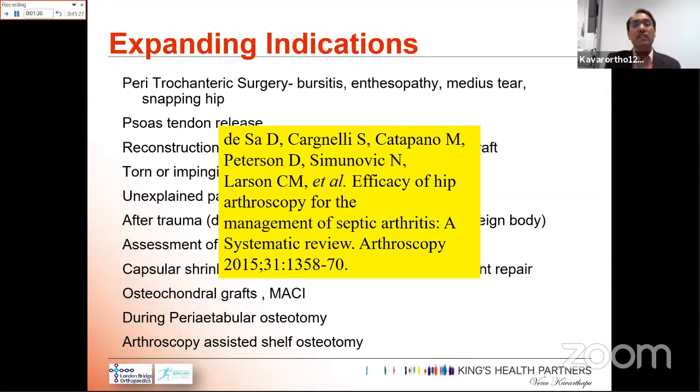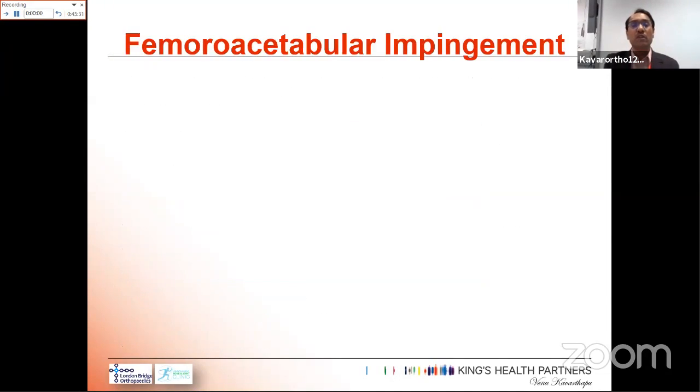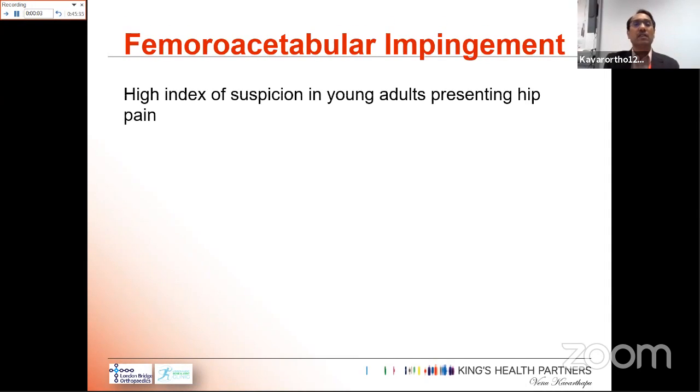So you can have a look at this systematic review published in 2015 for a bit more information. So just to summarize, femoro-acetabular impingement pathology is a lot more common in our practice now. We think a high index of suspicion in young adult patients presenting with hip pain is really critical.